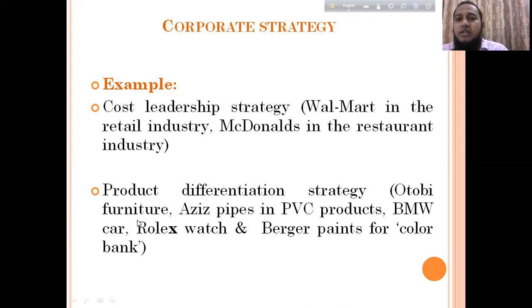Autobi furniture, Aziz pipes, BMW car, Rolex watch, Berger paints, they are examples of product differentiation for which these products have already made a strong position in the market, and the companies of these products have already achieved sustainable competitive advantages over the competitors.